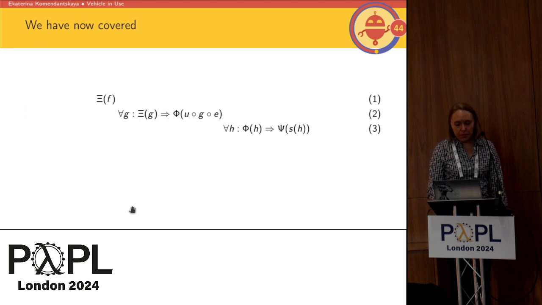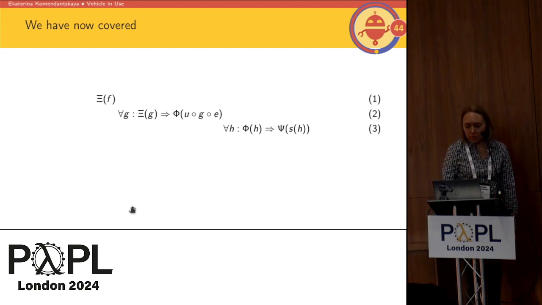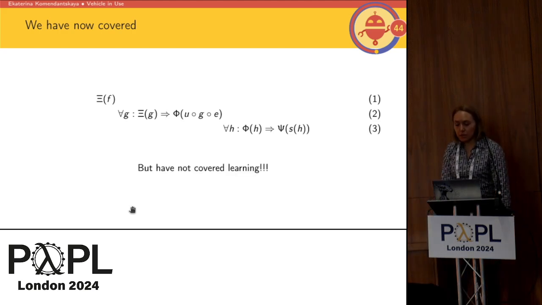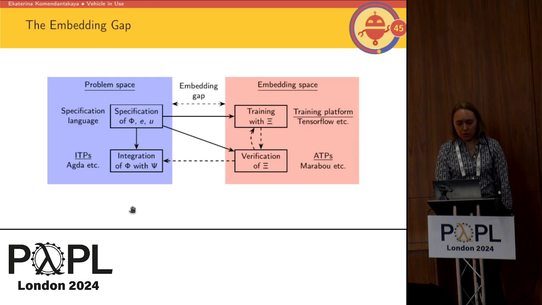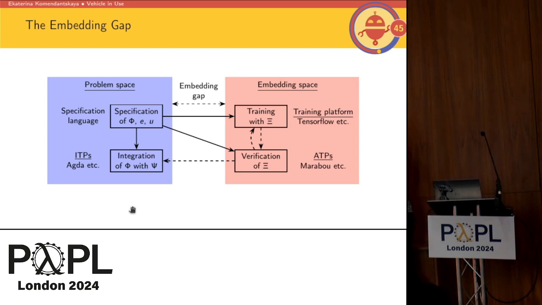All right. So we have now covered all three. Essentially, we outsource number one to existing solvers. We do our own spec and higher-order language, and we use Vehicle to glue the two together. But we haven't covered learning, right? We were saying that you need to train a neural network. And in particular, in this embedding gap, we have covered 1, 2, 3, but we didn't cover training. So what do we do?